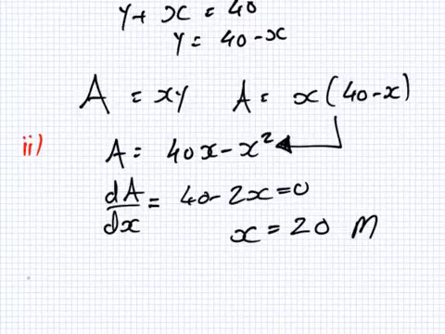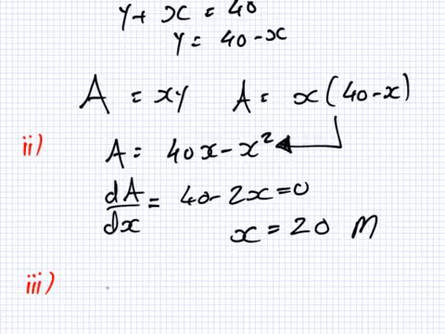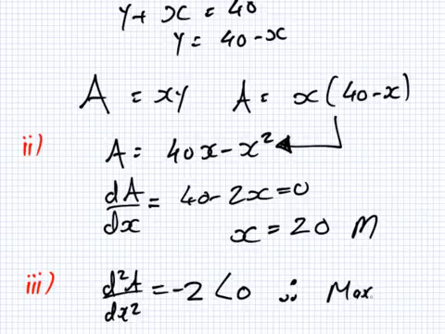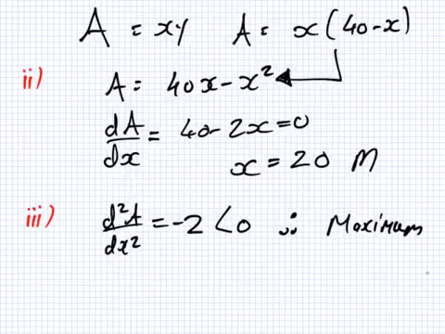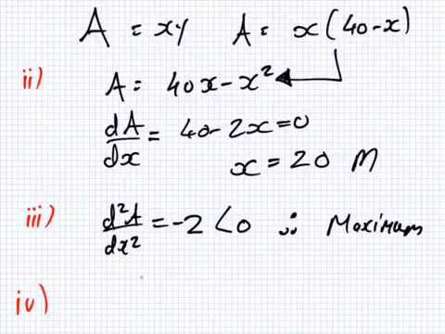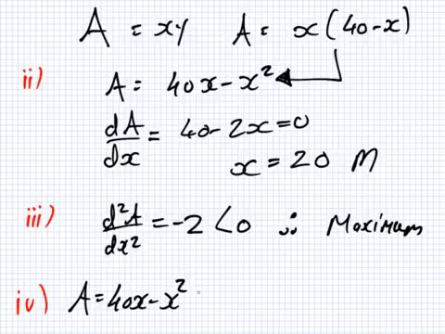Confirm that your answer is a maximum. So the second derivative is equal to minus 2, which is less than 0, so therefore a maximum. And the last part is to calculate the area. So the area will be 40x minus x squared. So you put x as 20, and you would get 400 meters squared.